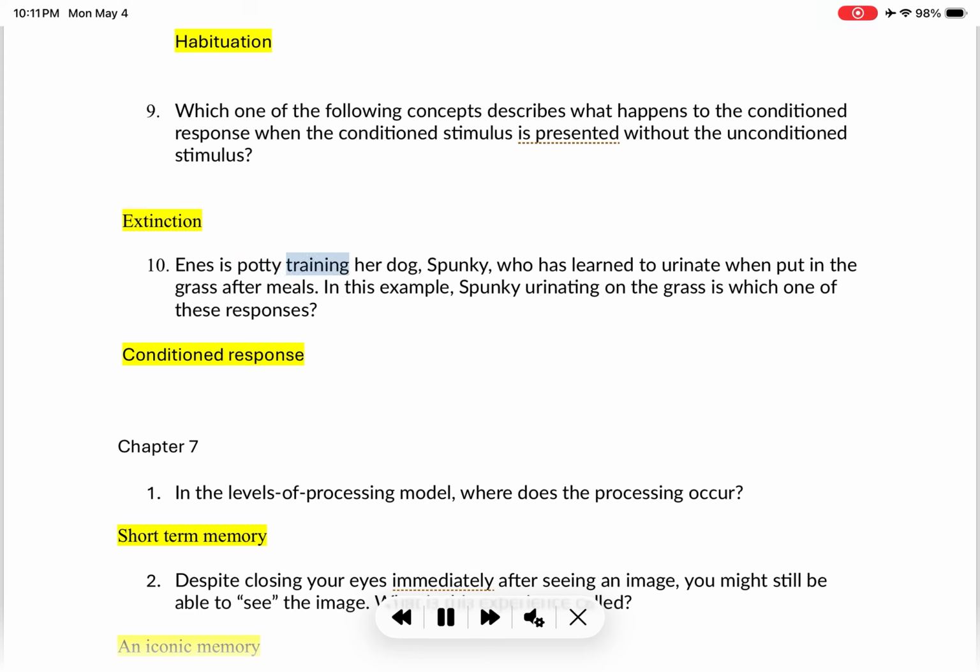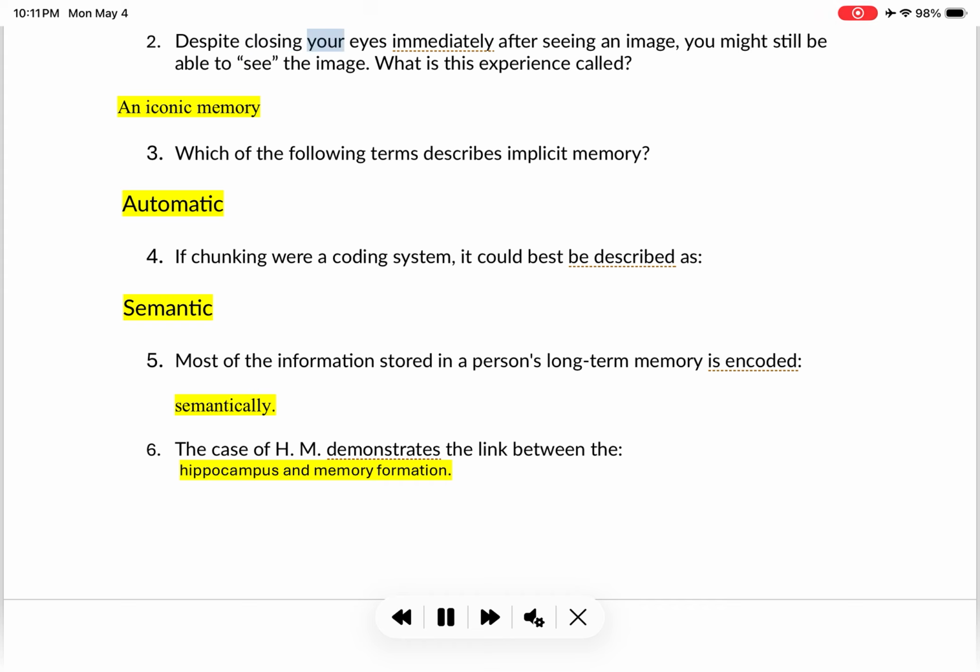NS is potty training her dog, Spunky, who has learned to urinate when put in the grass after meals. In this example, Spunky urinating on the grass is which one of these responses? Conditioned response. Chapter 7. In the levels of processing model, where does the processing occur? Short-term memory. Despite closing your eyes immediately after seeing an image, you might still be able to see the image. What is this experience called? An iconic memory.